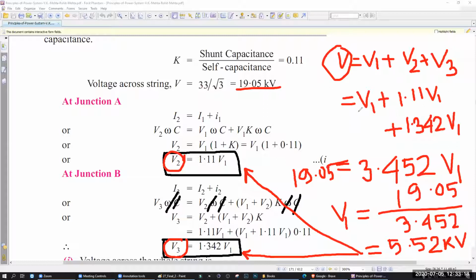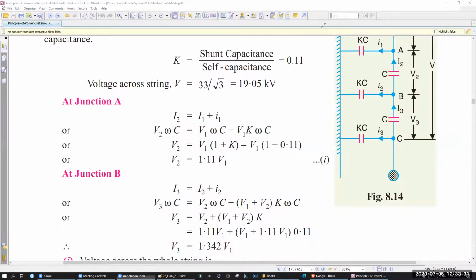You understood? Yes, sir. One plus 1.11, yes. We have V1 is only one. You have one here. Okay, 1 plus 1.11. Yes, sir. Okay? Now, already we take one. Okay.